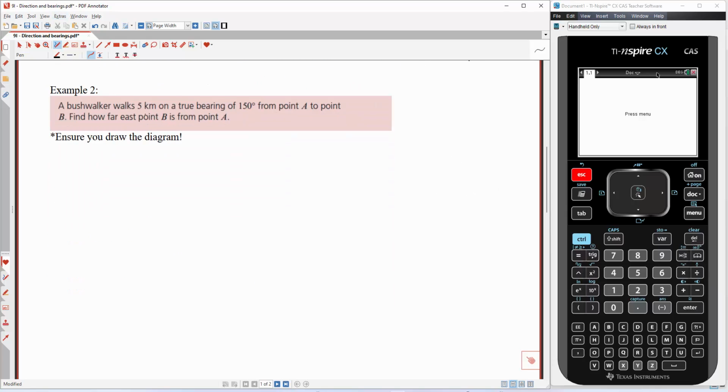Alrighty, let's try an application of that. A bushwalker walks 5 kilometers on a true bearing of 150 degrees from point A to point B. How far east is point B from point A? Well, the truth is I don't know. Until I draw a diagram, I really can't see this.